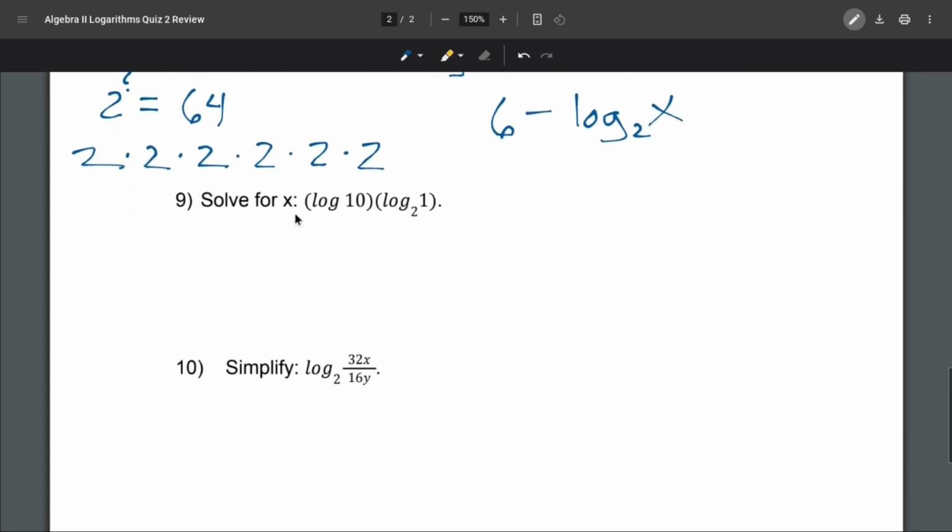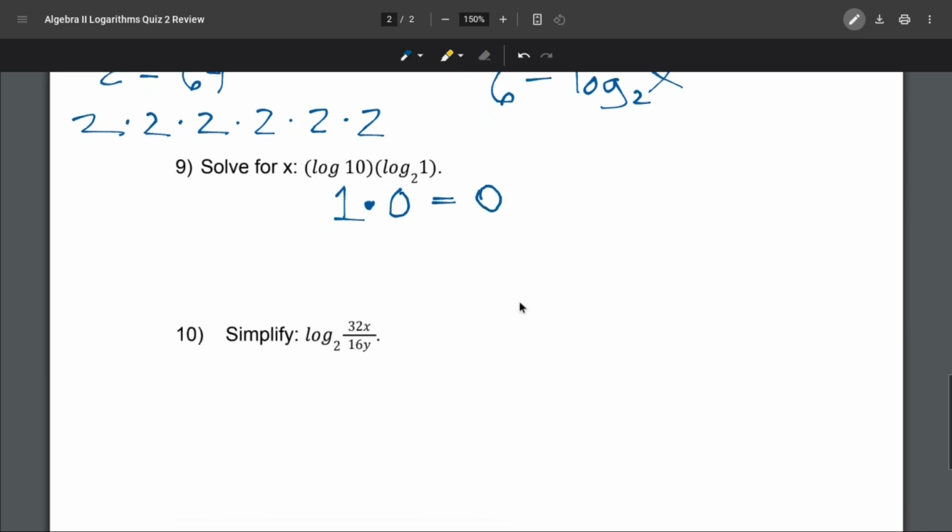All right, this next one, we're solving for x. So we have log of 10, so log of the base, because the base here is 10, so that's 1, times log of 1. So 2 to the 0 power equals 1. So it's going to be 1 times 0, which is just 0.